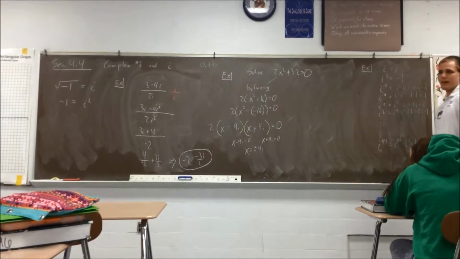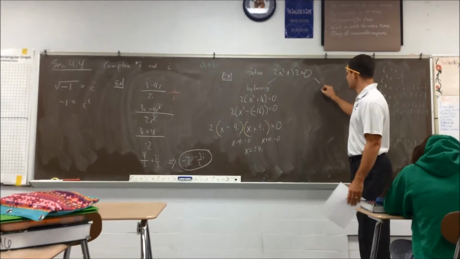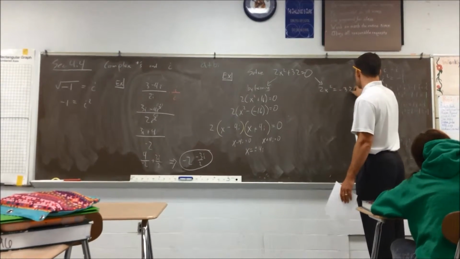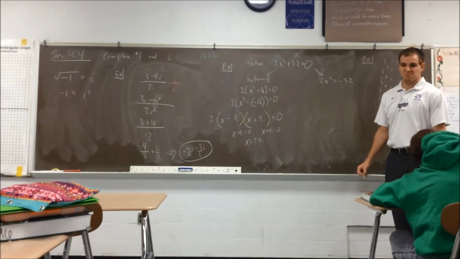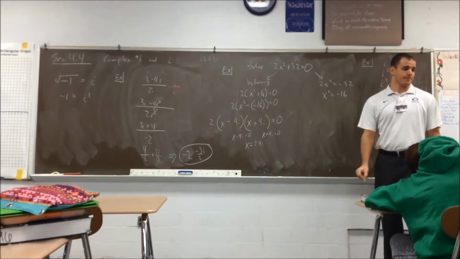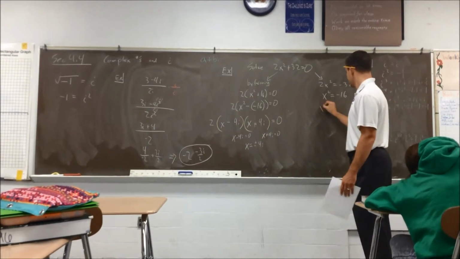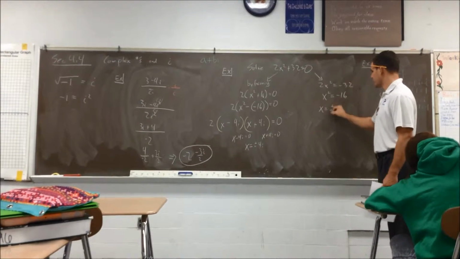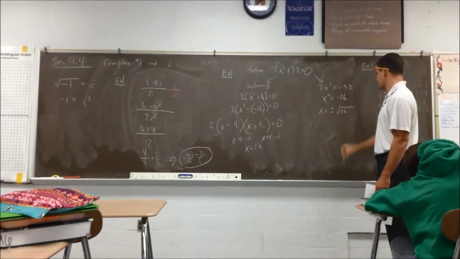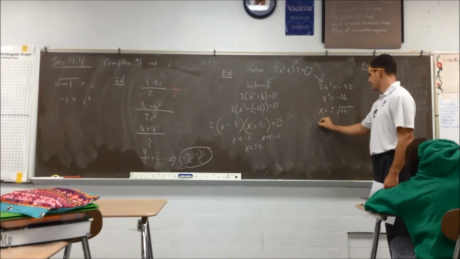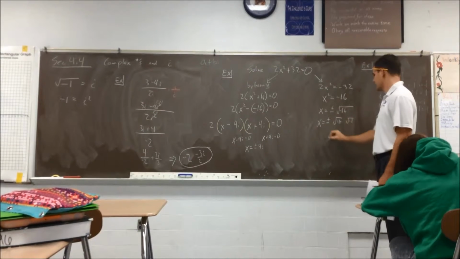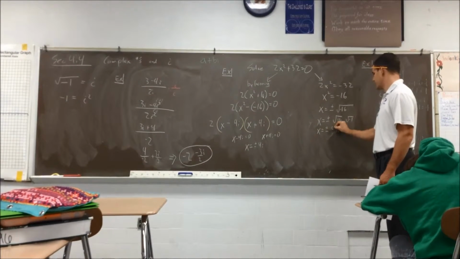Most of you, though, probably wouldn't solve this problem by factoring, would you? You would do it like this. 2x squared is equal to negative 32. You subtract 32 from both sides, yes? Divide by 2, x squared is equal to negative 16, right? You take the square root, right? And I'm not going to forget my plus or minus here. Plus or minus square root of negative 16. Plus or minus square root of 16 times the square root of negative 1. So it's going to be plus or minus 4i.